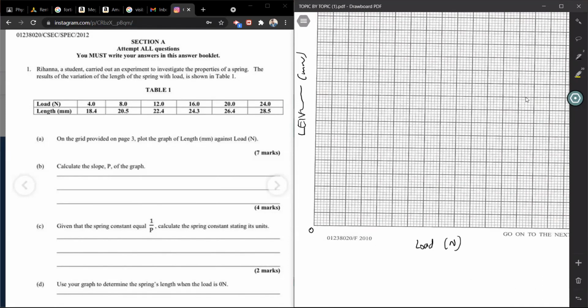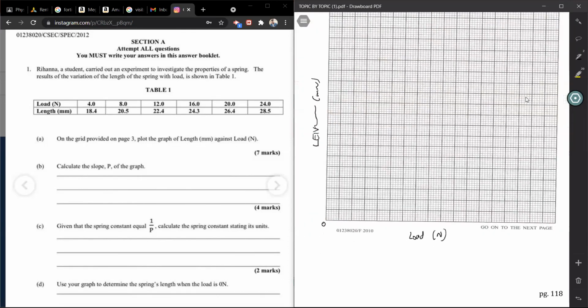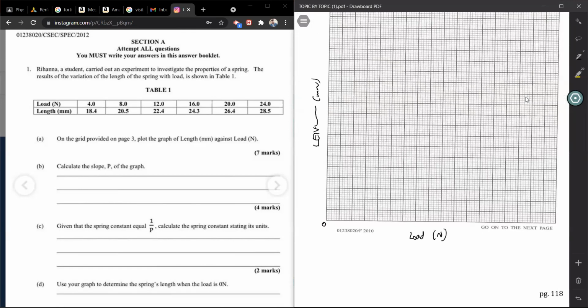All right, let's look at this. I know that my load goes all the way up to 24. So 4 centimeters every 2. On the X axis, every 2 centimeters.